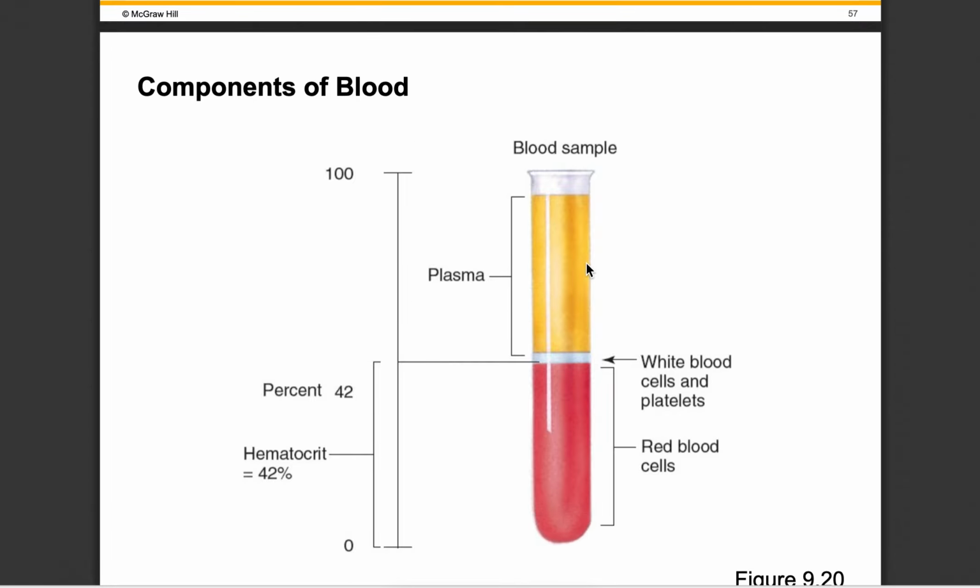The plasma goes on top. The cells go on the bottom. The red blood cells are heaviest, so they come there, and then there's a small layer of white blood cells and platelets. You simply look at it: if this is 100 centimeters tall and 42 centimeters is where the cells are, then you would have a hematocrit of 42%, because that's 42% of the entire length.